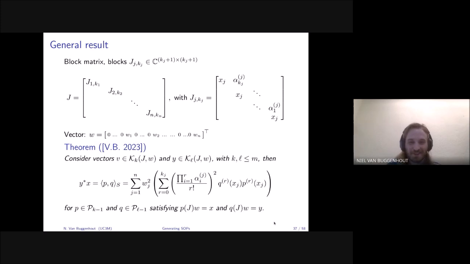Now, in general, this is a nice result, I think. So if we take J to be a block matrix of these J's, which you see on the right-hand side, so these Jordan-like blocks, and a vector W, then I've proven a theorem which links these vectors V and Y in Krylov subspaces generated with J and W. So it connects the Euclidean inner product of V and Y with a discretized Sobolev inner product, which you see right here. So there are quite some parameters that you can choose.